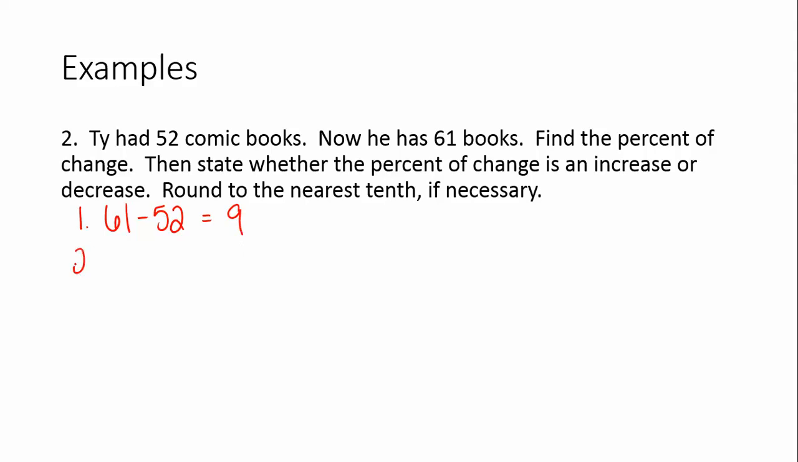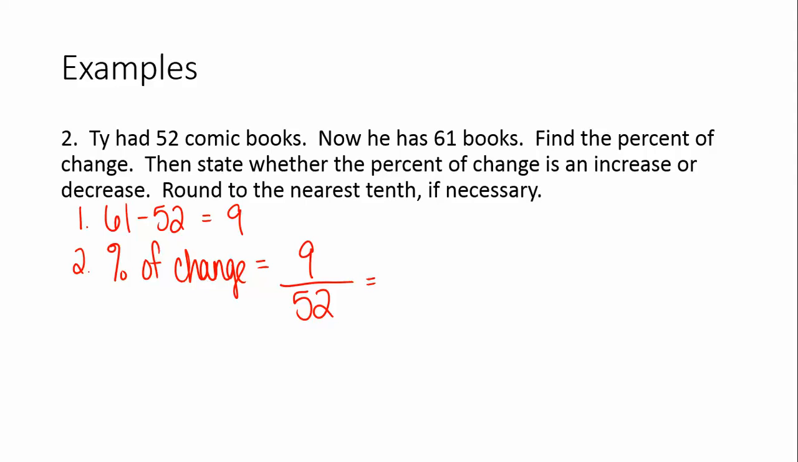And now to find our percent of change, we write the amount of change over the original amount. So 9 divided by 52. Punch that into the calculator. We get 0.17307, and then it continues on, but it says to round to the nearest tenth.